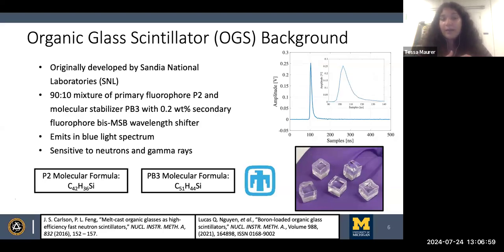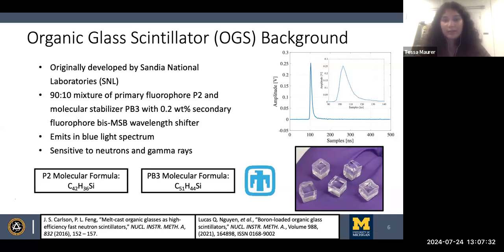And then there's a 0.2 weight percent, so really small in terms of the overall bulk material, secondary fluorophore that acts as a wavelength shifter. So this is bis-MSB specifically that they use. And this causes the material itself to emit in the blue light spectrum, which was that slide I showed a little bit earlier. And as Professor Selinger was talking about, we want our scintillators to fluoresce in the blue spectrum because that's where most of our readout systems are tuned.